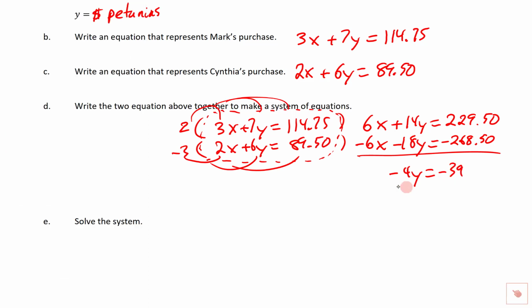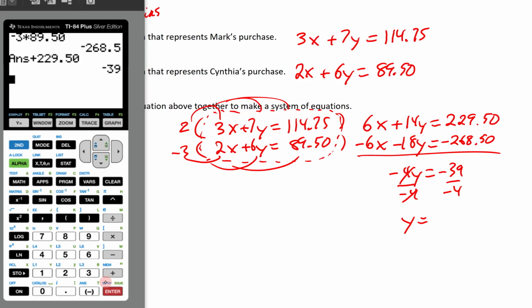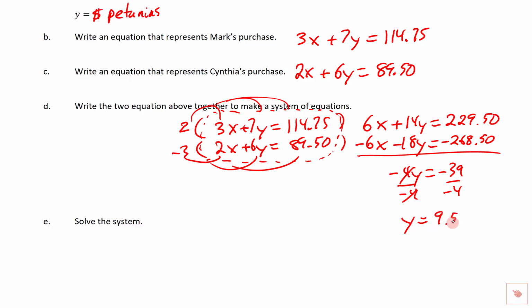Now, we might look at that and go, hey, wait a minute. This seems a little bit weird because we're used to getting whole number answers on here. So if I plug this in here and I do -39 and I divide that by -4, I'm going to end up with 9.75. Whoops, got to get that in the right order. 9.75. So this right here is the answer, and we might think, well, that's weird.